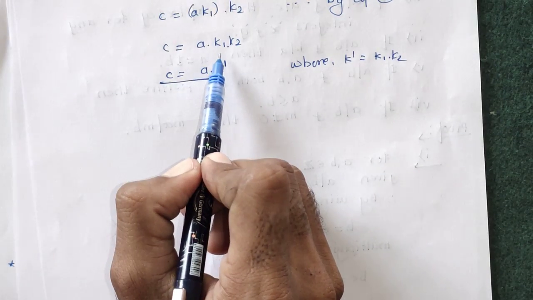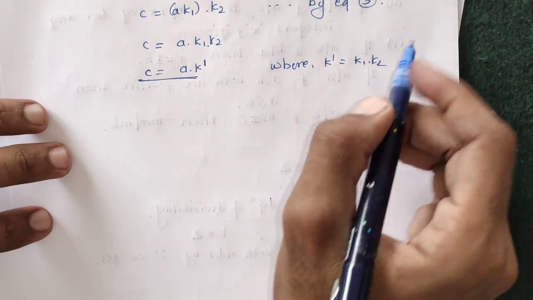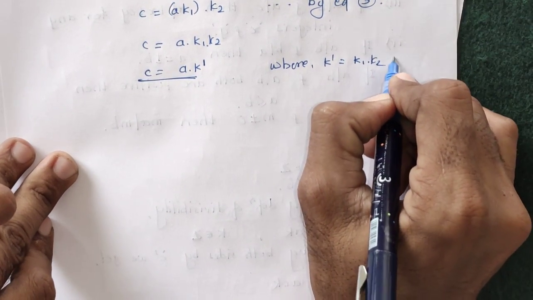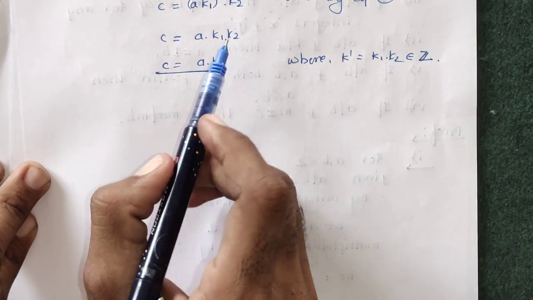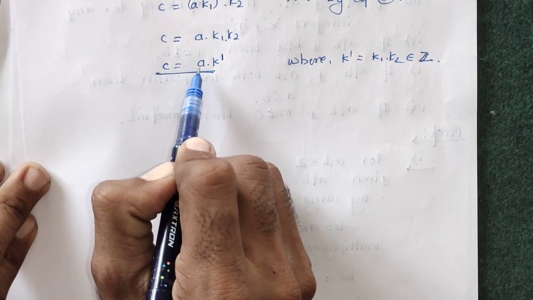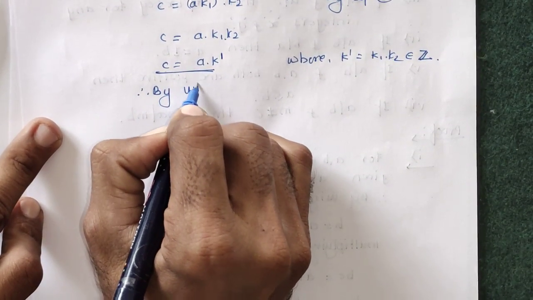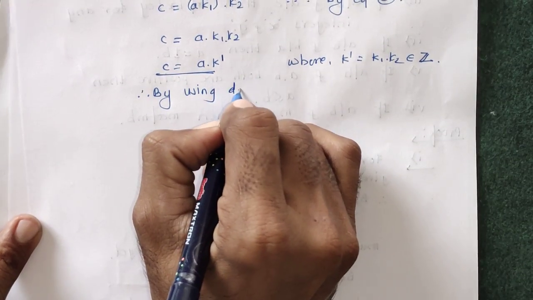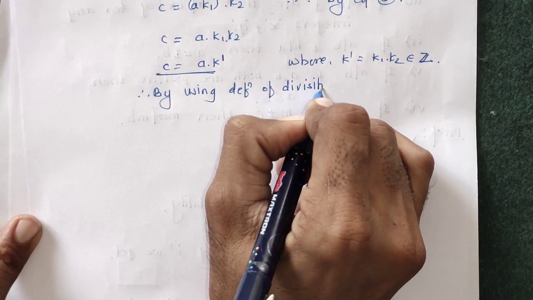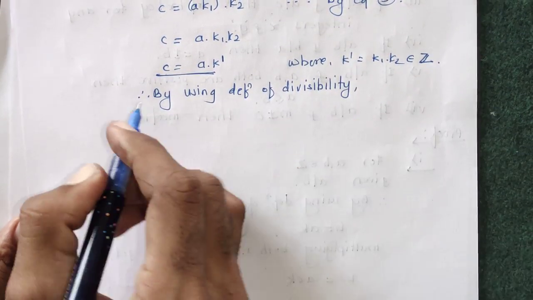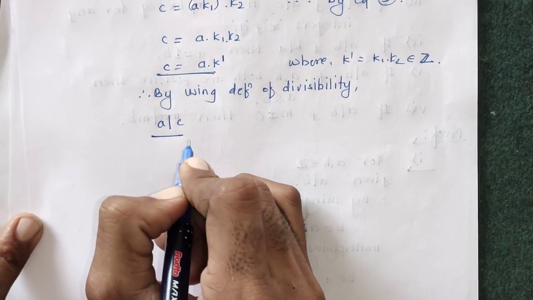Here K1 is an integer, also K2 is an integer, so their multiplication is again an integer. So this K prime, that is K1 into K2, is an integer. Again we can use the definition of divisibility. Here C is written as a multiple of A, therefore, by using the definition of divisibility, we get A divides C.